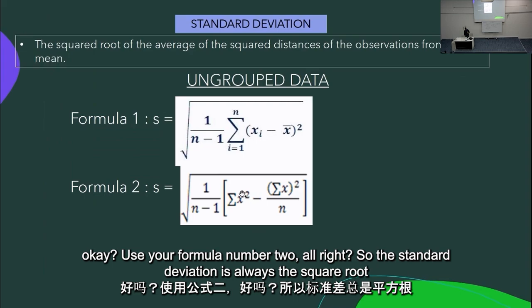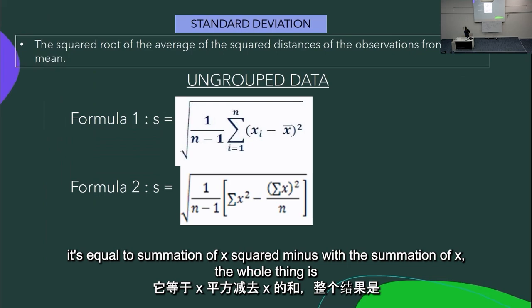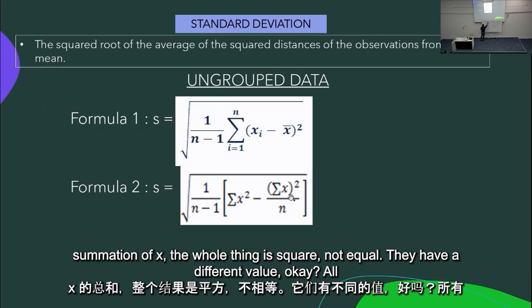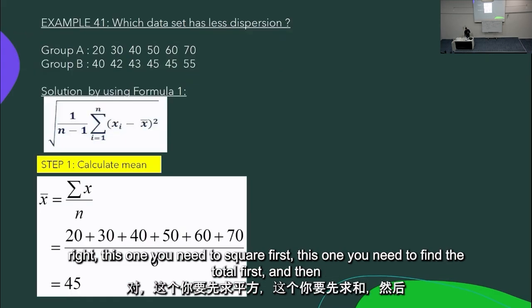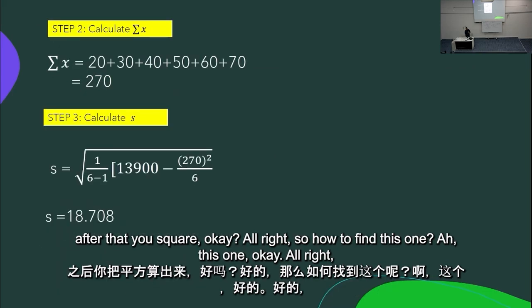Alright, so the standard deviation is always the square root of variance, whereby the formula is 1 over n minus 1, in brackets, the summation of x square minus the summation of x, the whole thing squared, divided by n. But please remember that the summation of x square is not equal to the summation of x, the whole thing squared. They have a different value. This one you need to square first. This one you need to find the total first, and after that you square.